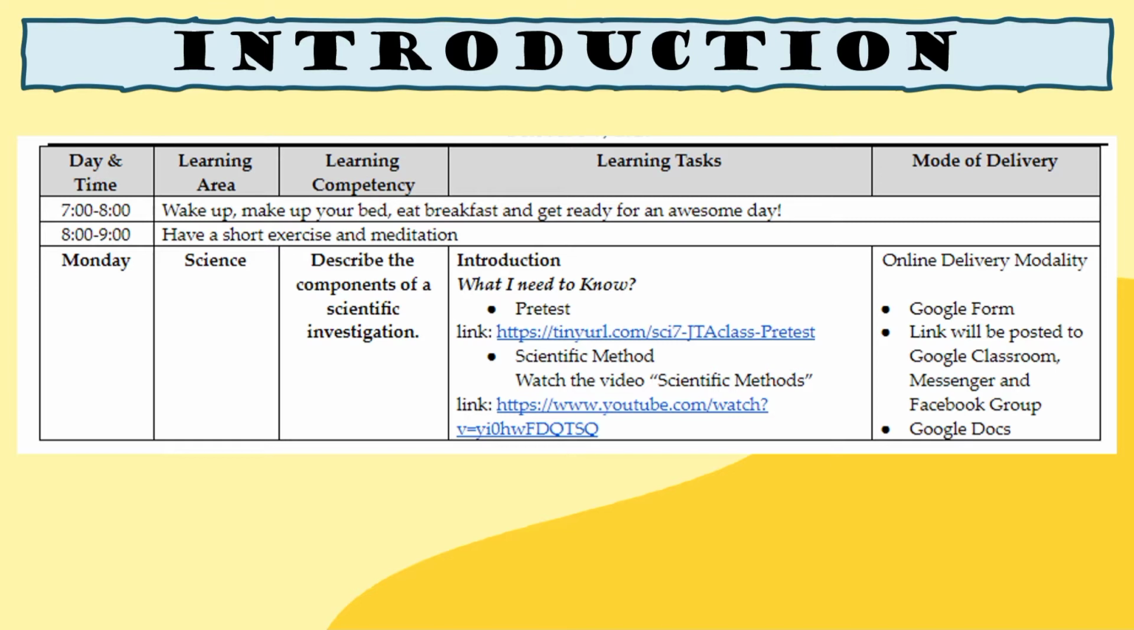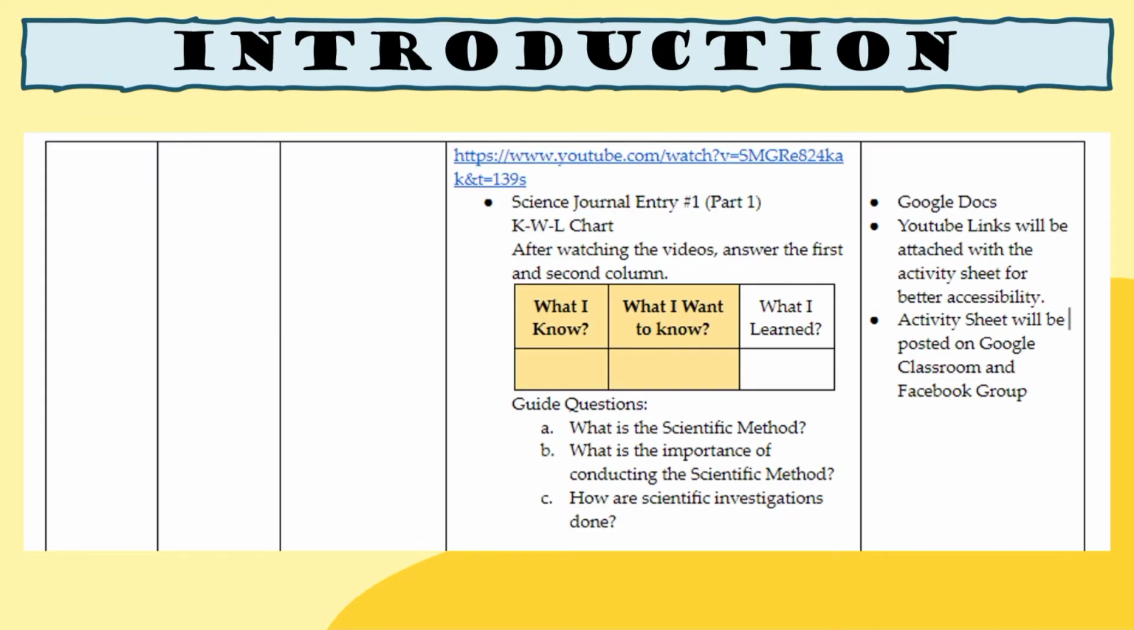In this lesson, which is the scientific method in Science 7, assessment of the prior knowledge of the students is done through pre-tests or graphic organizers such as a KWL chart. In this KWL chart, the students will only answer the first two columns, what I know and what I want to know. In this assessment, the learners will identify what they already know and what they want to know about the topic, which is the components of the scientific method.